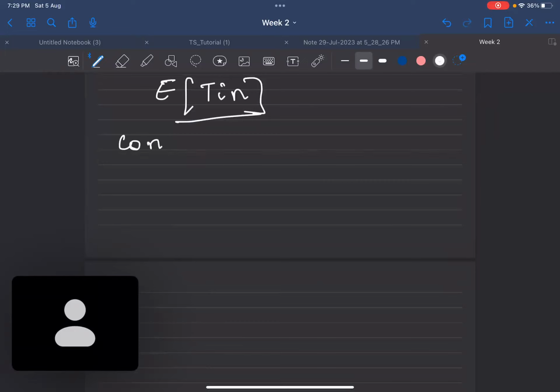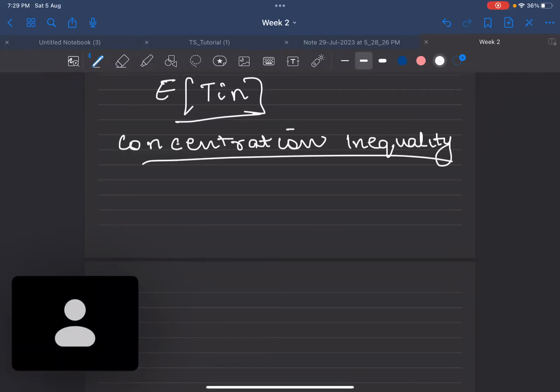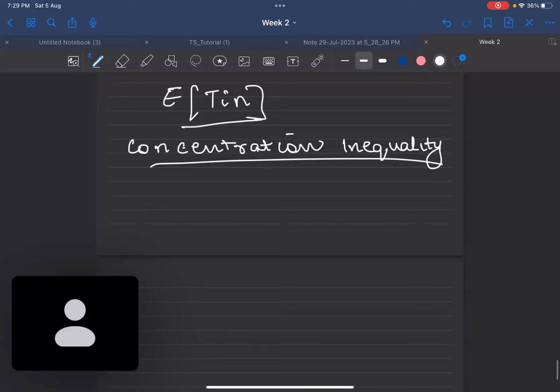What is concentration inequality? Please stop me if I am going very fast or if you have any doubt. Ma'am, no idea about concentration inequality. Okay. So concentration inequality is basically about how quickly, with the number of samples, my estimation is approaching the true expectation.